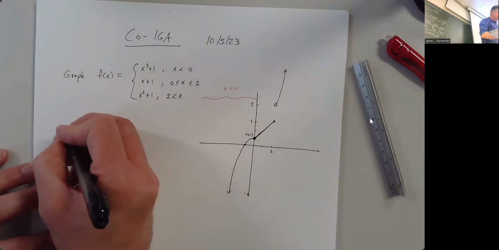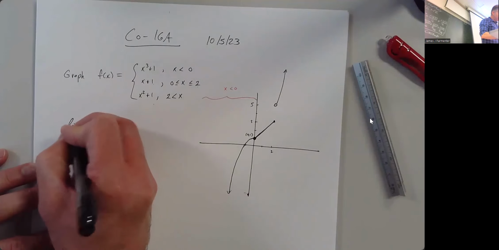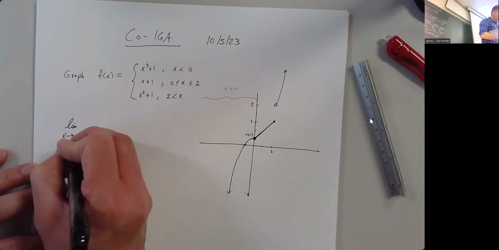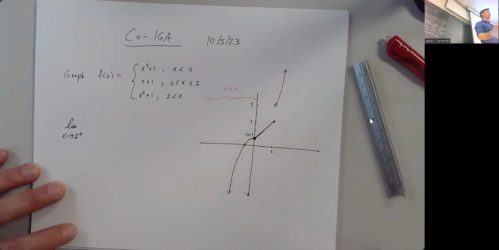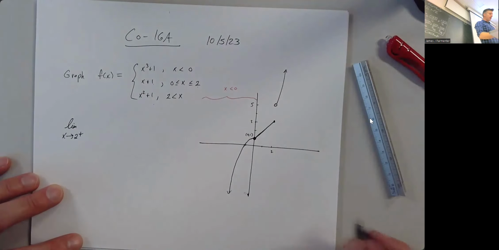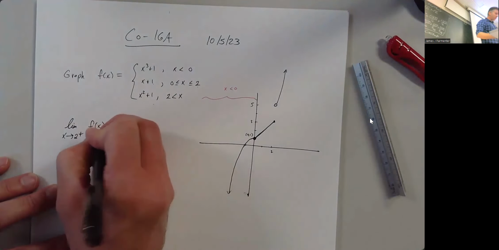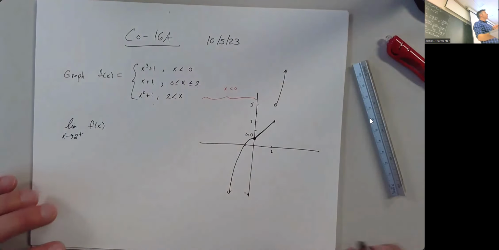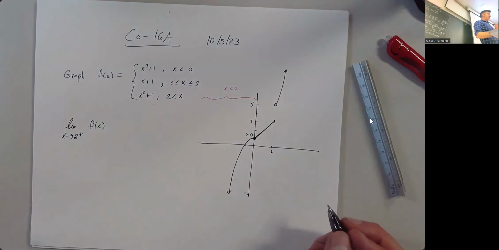Using limit notation, we would say that the limit as x approaches 2 from the right-hand side, from the bigger than 2 side, of our function. So there's a couple ways you can do this. I know it's 5. We know it's 5.